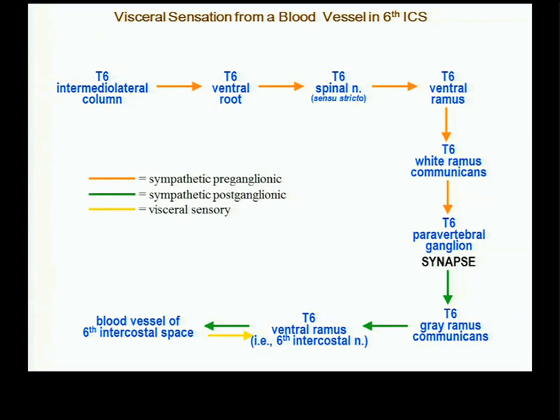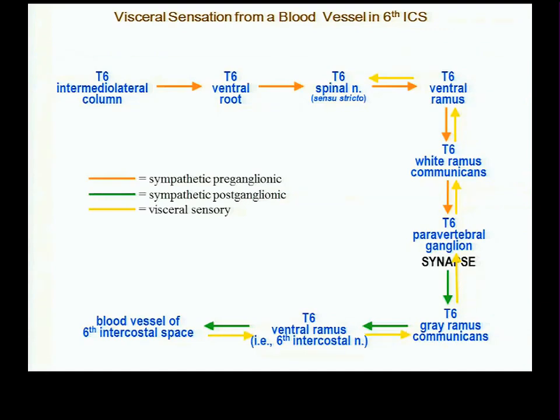It will run in that ventral ramus back to the gray ramus communicans, and it will travel in the gray ramus communicans to the paravertebral ganglion, and through the paravertebral ganglion to the white ramus communicans. It will then travel in that white ramus to the ventral ramus, back into the spinal nerve, just following the exact reverse pathway of the sympathetics out to that blood vessel.